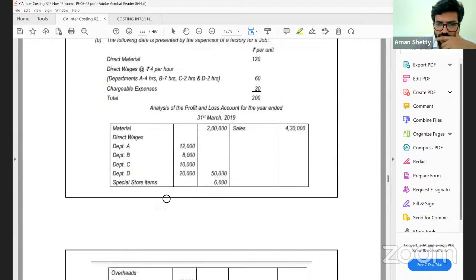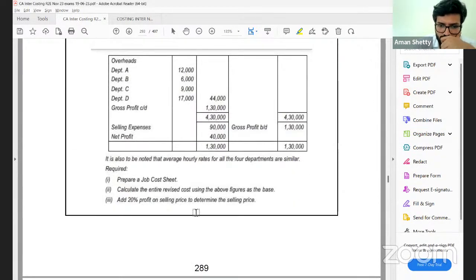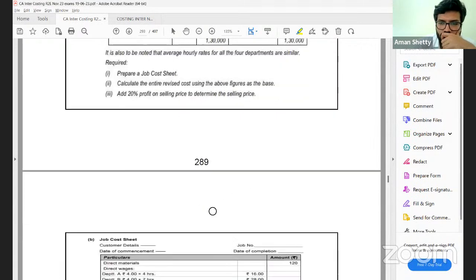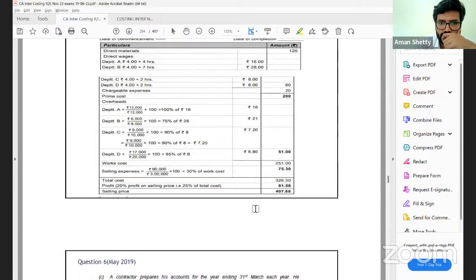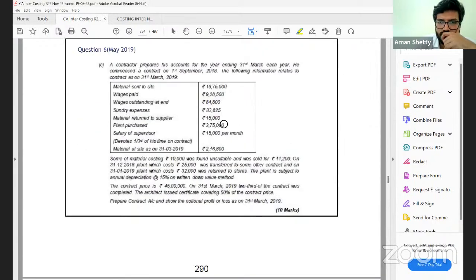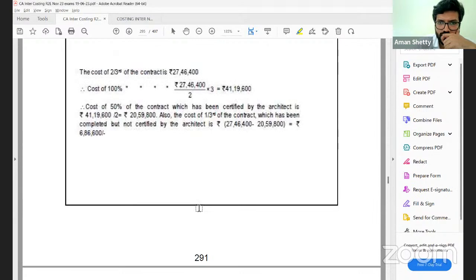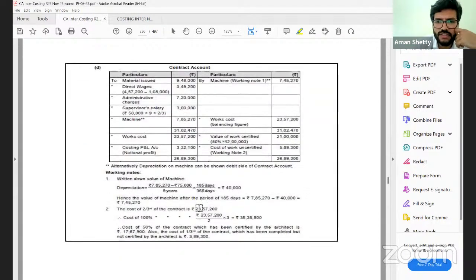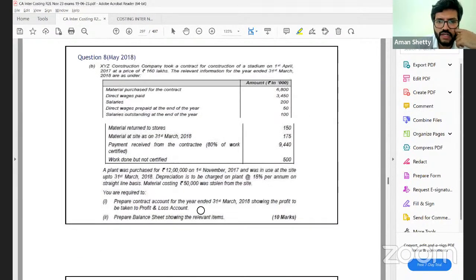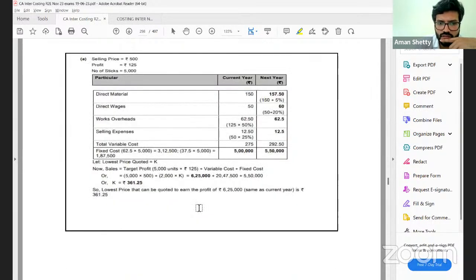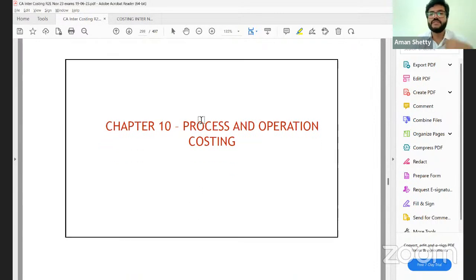Okay. Yeah, almost all this is again repeated. We have done all. We've covered it in today's class. That's it. So that is your contract costing.